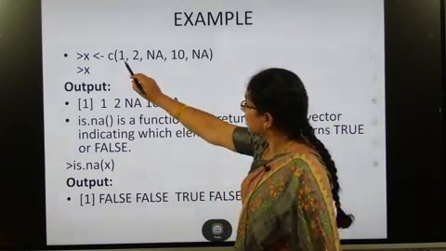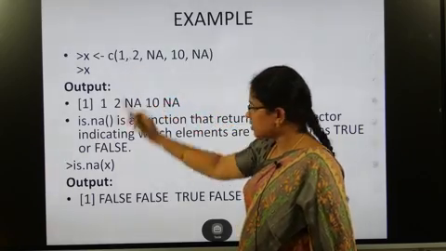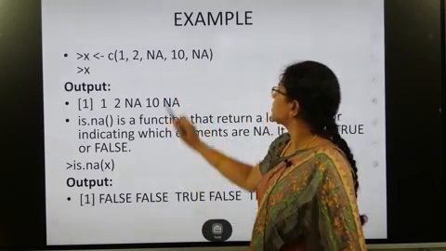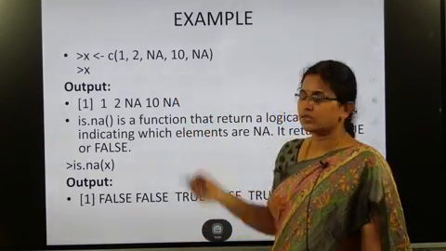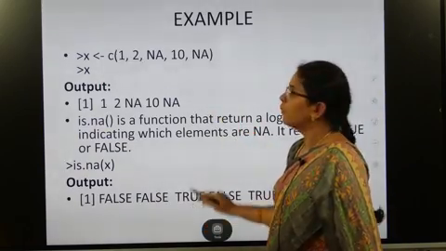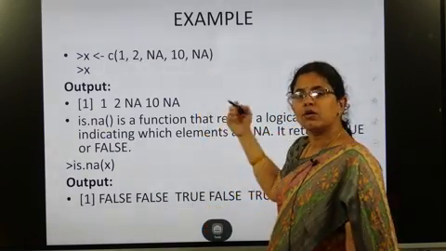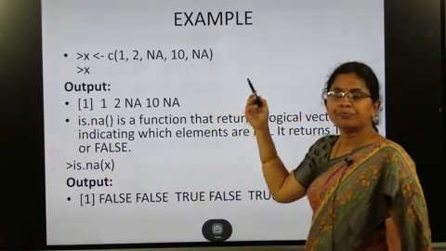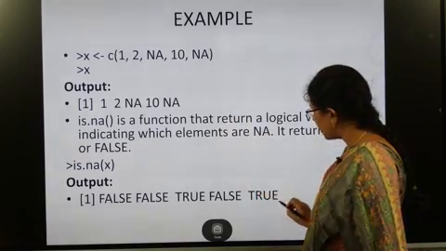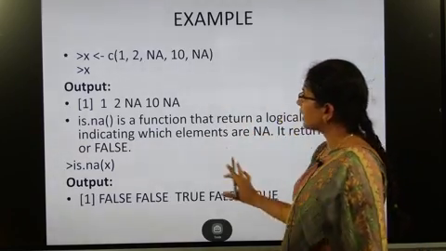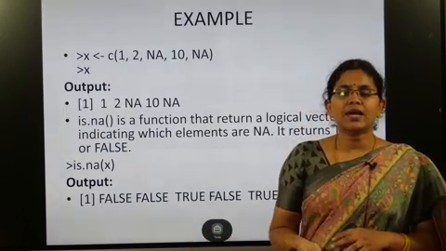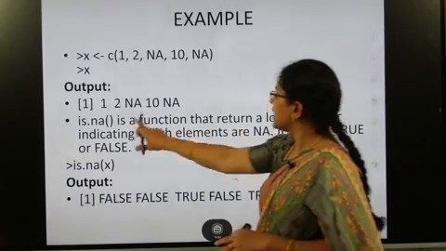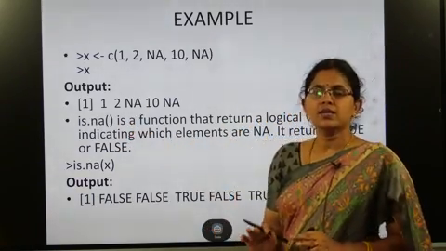So let's see here, 1 is a value, right? So it displays false, and 2 is a value, so it displays false, and NA is a missing value, right? So it displays the result as true, and 10 is a value, so it's not a missing value, so it displays false, and NA is a missing value, so it displays true. So this is how missing values are represented and how they are checked by using the is.na function. Okay, is it clear?